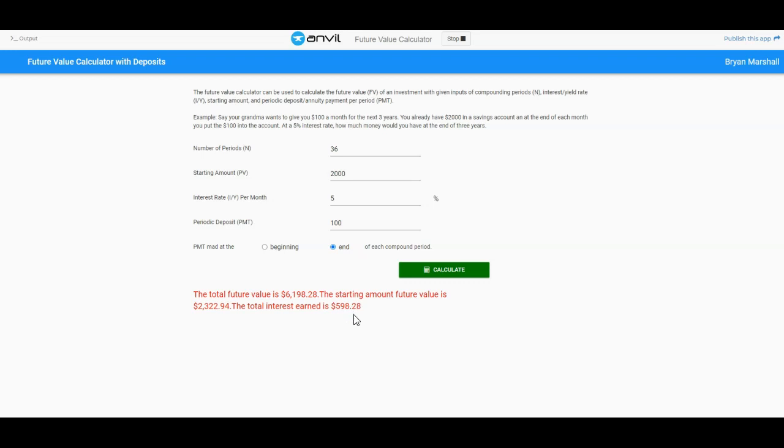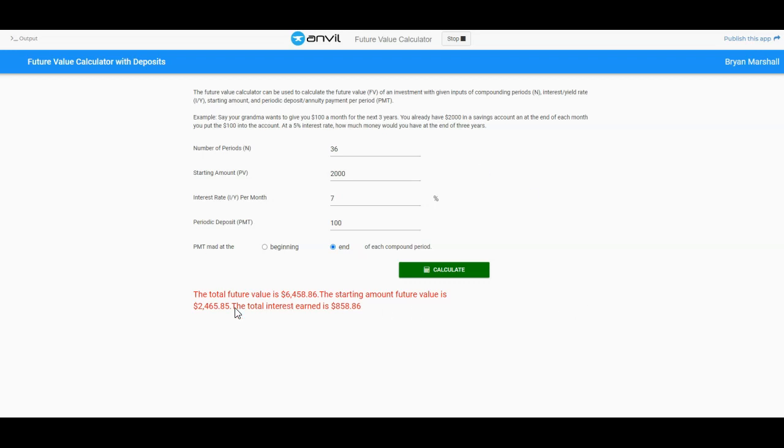So at the end, if we started with 2,000, we add $100 a month. In 36 months, in 3 years, we'll have 6,198. Let's just see what that does if we go to 7. It increases it up to $858 in interest. Okay, and the future value is almost the same amount of money going in, but it's now worth almost $6,500.